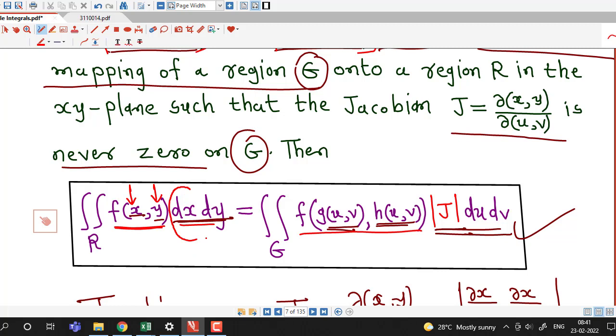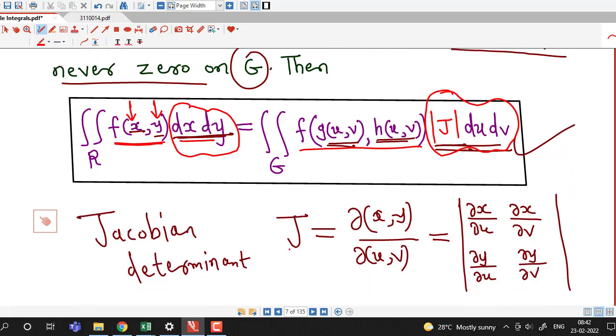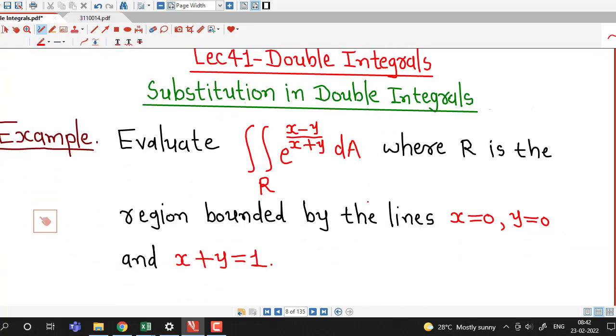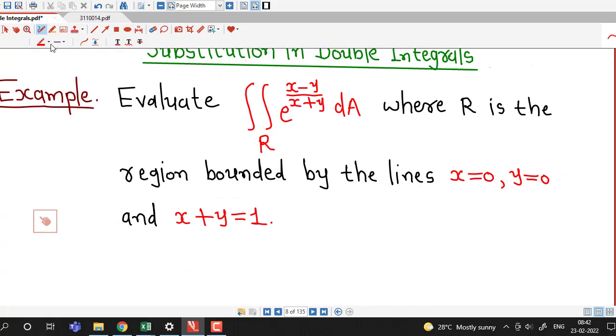And this dx dy will be equal to the absolute value of the Jacobian times du dv, where J is the Jacobian of x, y with respect to u, v and is given by the determinant del x by del u, del x by del v, del y by del u, del y by del v, and we know how to evaluate this determinant. So with this in mind, we try to understand that method with the help of this example.